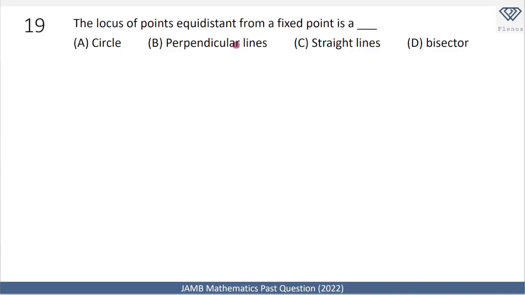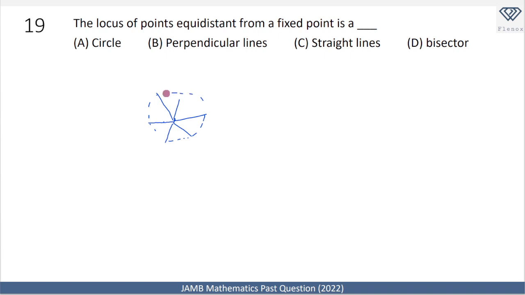So let's move on to the next question, question 19, which says the locus of points equidistant from a fixed point is a dash. Now this is just the use of complicated words to say something very simple. If you have a fixed point, what is the name of the locus of points that are at equal distance from it? Let's say this is equal distance, equal distance, equal distance, infinitely, and you join all those points together. What is it going to give you?